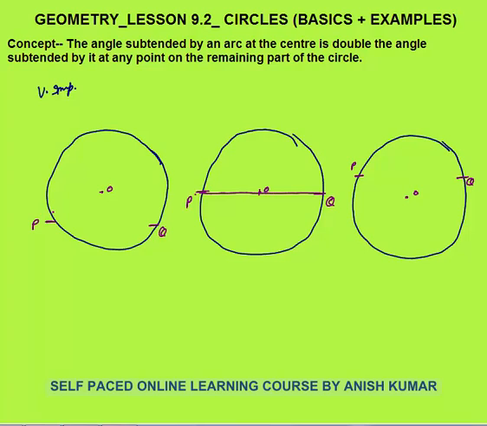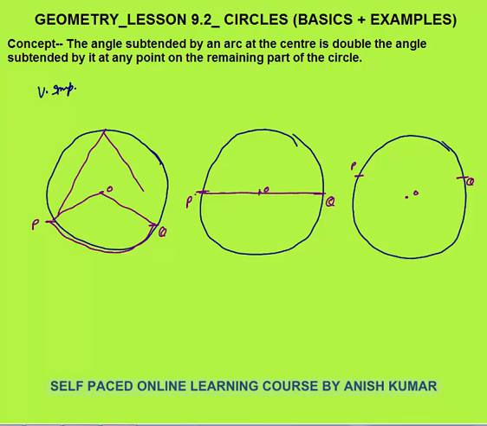Next concept is very important. The angle subtended by an arc at the center is double the angle subtended by the same arc at any point on the remaining part of the circle. So this is the arc PQ. The angle subtended by this arc at the center is double the angle subtended by it at any point on the remaining part of the circle.